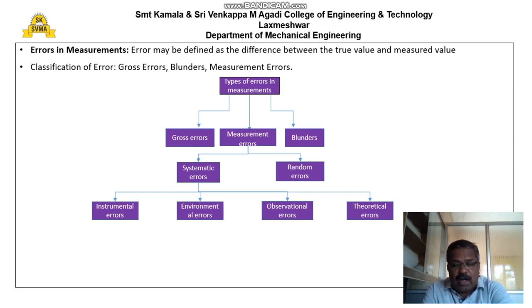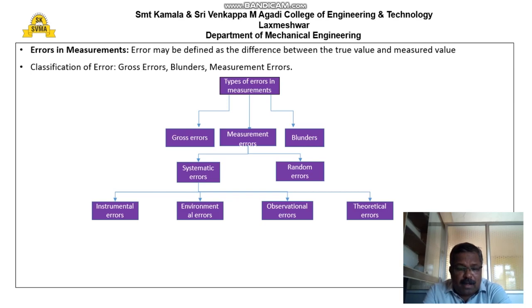Usually they are called zero errors. These errors may be classified into four categories in order to understand the concept of systematic errors. Let us classify error as instrumental error, environmental error, observational error, and theoretical error. Let us understand these words very clearly.